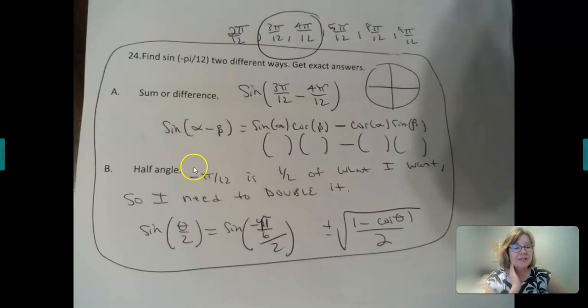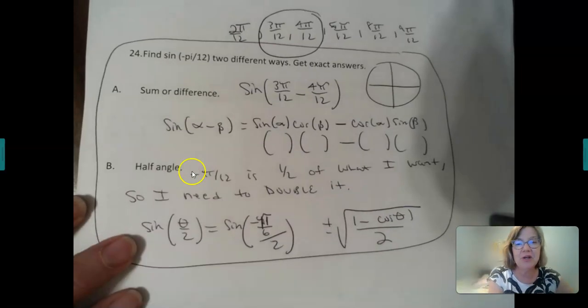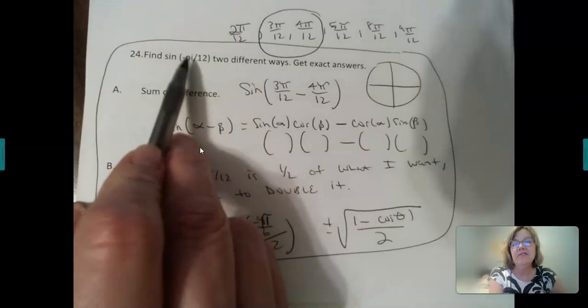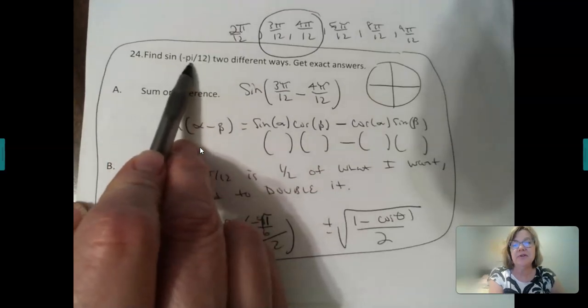All right, I actually skipped these. I don't know why. So this is going to be a quick video. All right, negative pi over 12, obviously not on the unit circle.